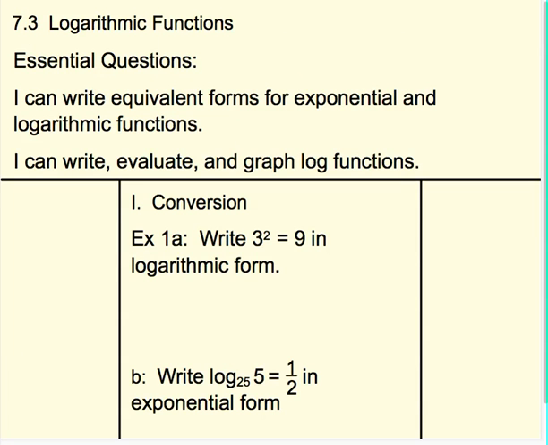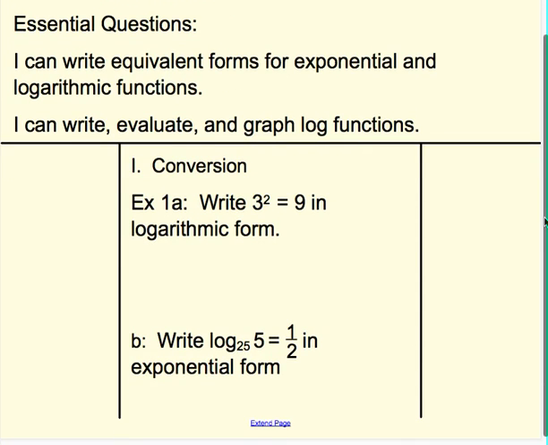So we're going to start with converting. We know that 3 squared equals 9, so we're going to write this in logarithmic form. So we start with log base. Now when you look at the exponential form, the base of the exponent is 3, and that remains the base of our log. 3 to what power equals 9? So log base 3 of 9 equals 2.